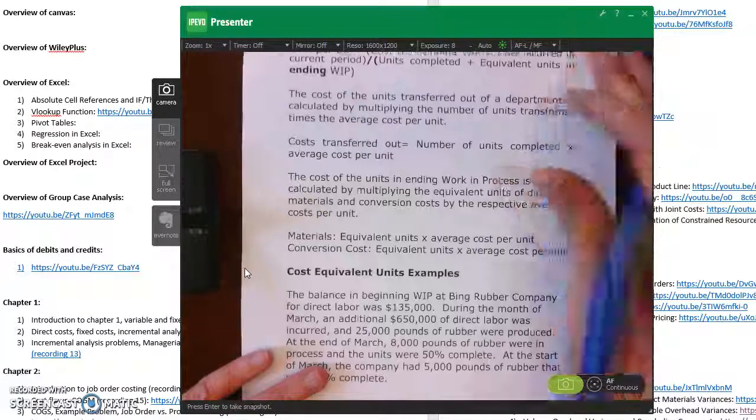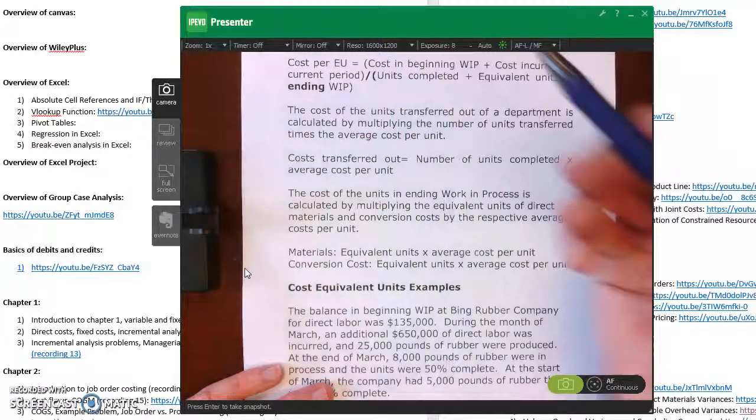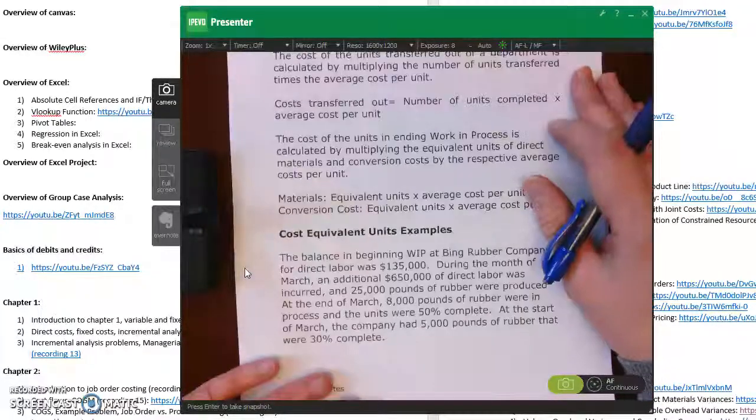And we're going to have to calculate this cost per unit, which is just an average, separately for materials and for overhead, okay? So let's go through and look at our example.